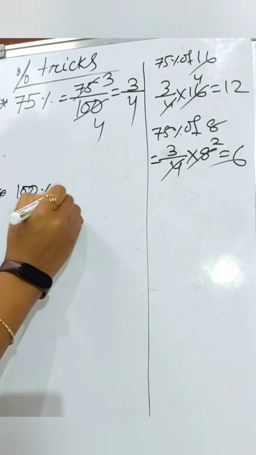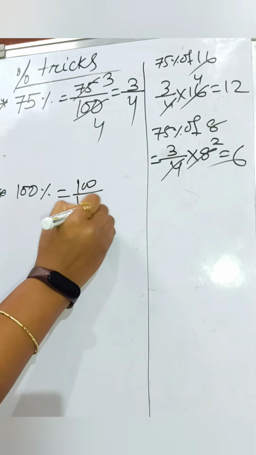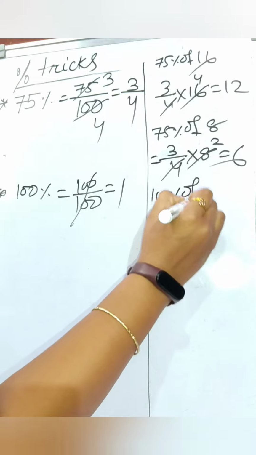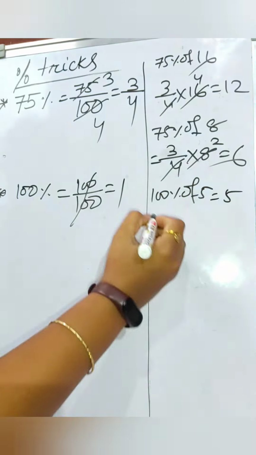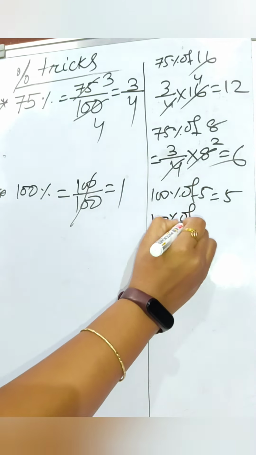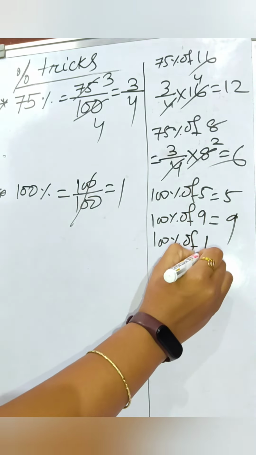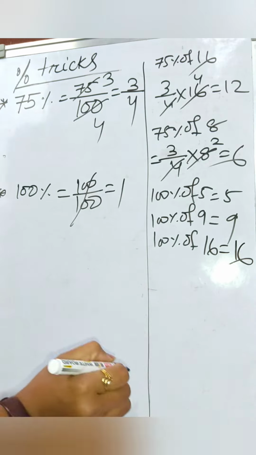Next, similarly, 100%, this one is quite easy. 100% means 100 by 100, which means 1 or the whole. So if the question is 100% of 5, just close your eyes and write it down, it's 5. 100% of 9 is equal to 9. 100% of 16 is equal to 16.